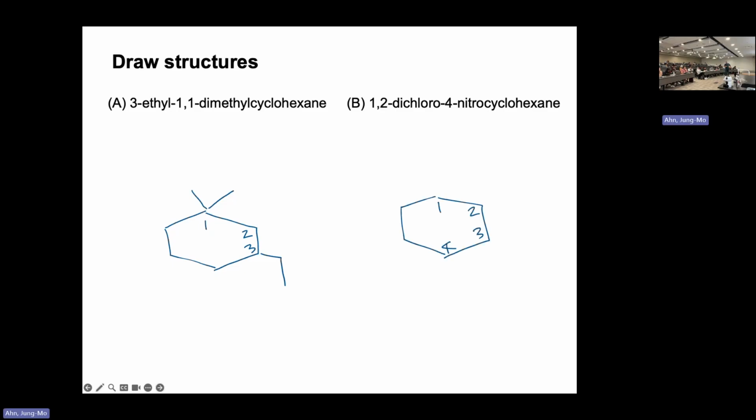These are cyclohexane again. Cyclohexane there. You got the 1,2-dichloro. So 1 and 2, not the 2 chlorines on the same carbon. You should put 1 chlorine on carbon number 1, 1 on carbon number 2. And then 4-nitro. Then of course you gotta know what a nitro is, right? Nitro is an NO2. If it's an NH2, that's an amino.